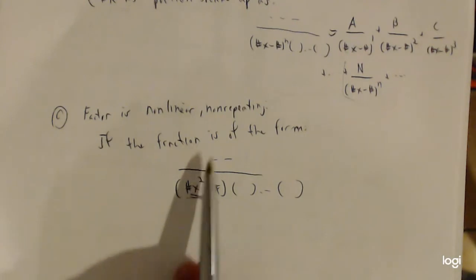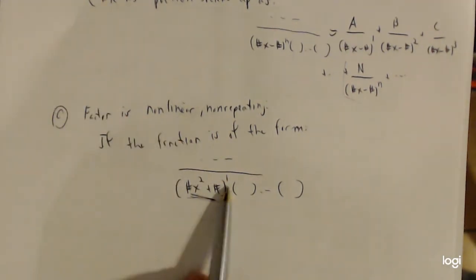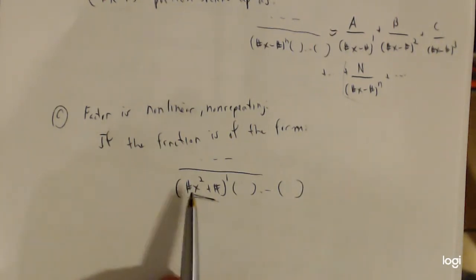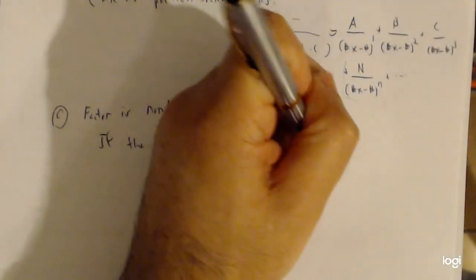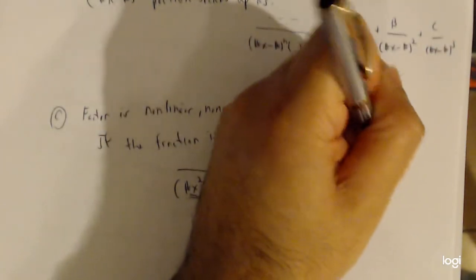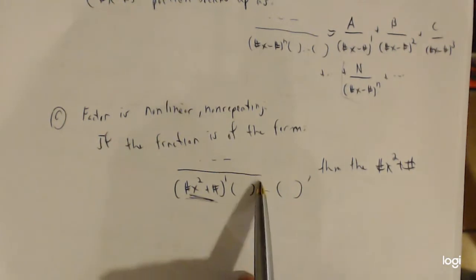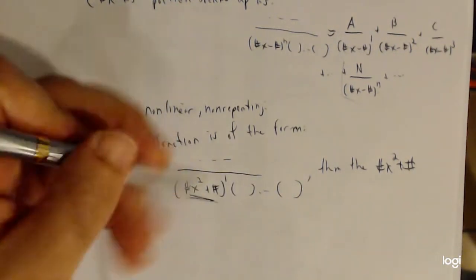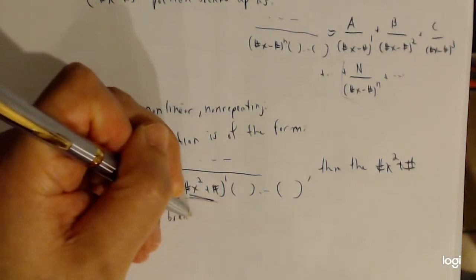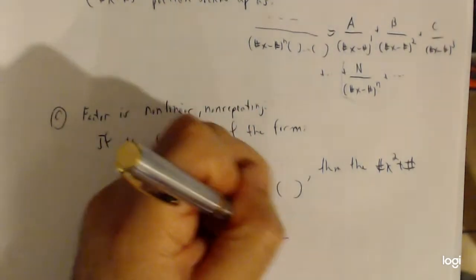So how do we break this up? So if it's nonlinear, non-repeating, and we know clearly that this is non-repeating, how come? Because we only have one of these x squared plus a number, right? So how's this going to break up? So then the number x squared plus a number, that factor, that portion breaks up as follows.